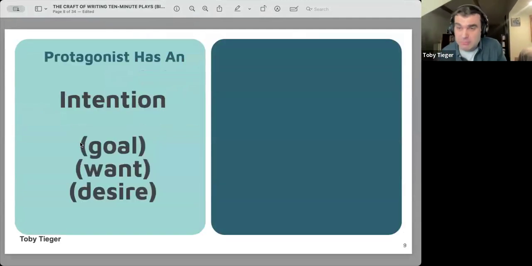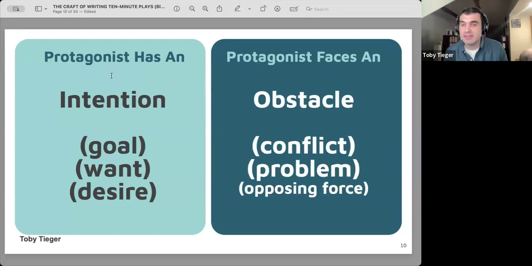You have your protagonist. Your protagonist is the person who you're focused on. Your protagonist has a want. They have an intention. They have a goal. Whatever they want to do, that's the thing that's leading them forward. And on the other side, you have them facing an obstacle or a conflict or a problem or an opposing force, a thing that is stopping them from getting the thing that they want. So you have intention, obstacle.